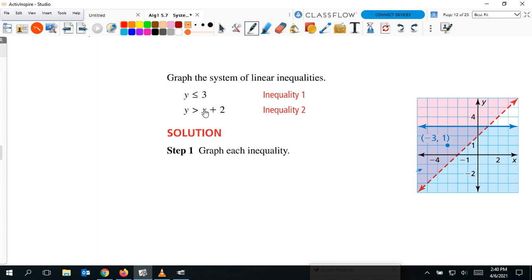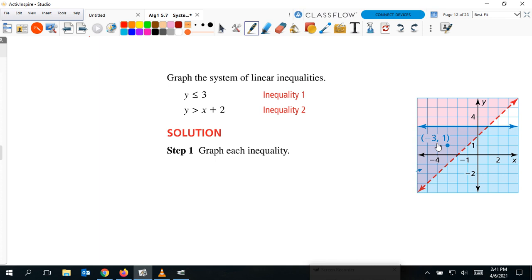I put 0 here for x. So y would be greater than 2. Greater than 2, so this would be at 2 right here. Greater than 2 is up above. So the red shading has got to be over here on this side. And then here is the overlapping part. So again, that is the solution region. The purple section right there is the solution region.